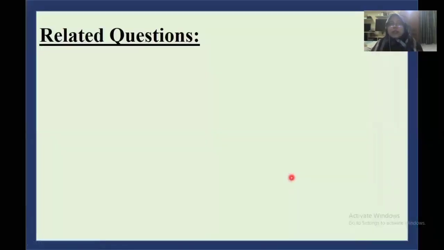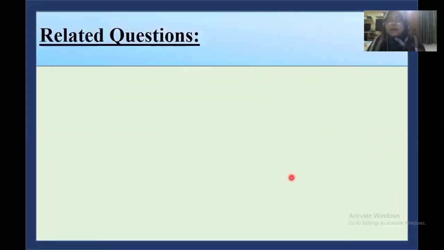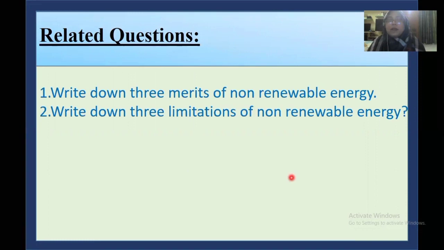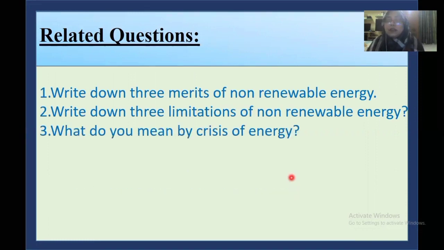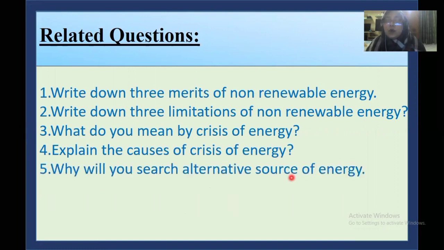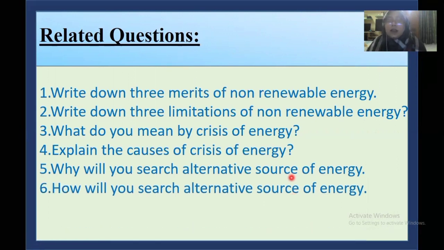So you will be given related questions on these topics. 1. Write down 3 merits of non-renewable energy. Write down 3 limitations of non-renewable energy. What do you mean by crisis of energy? Explain the causes of energy crisis. Why will you search for alternative sources of energy? How will you search for alternative sources of energy?